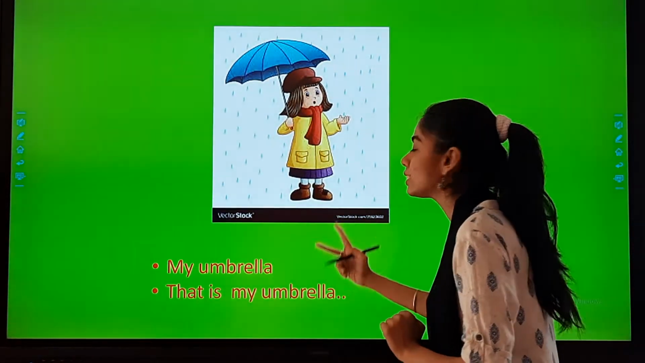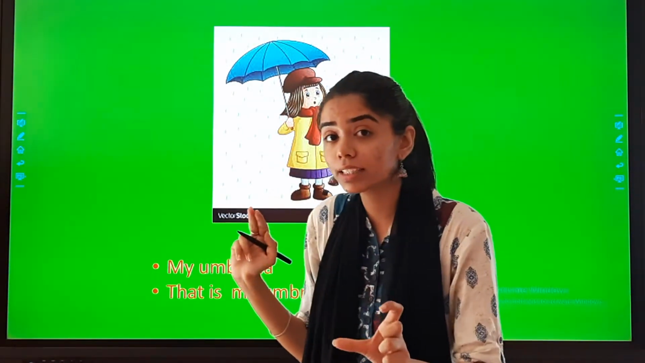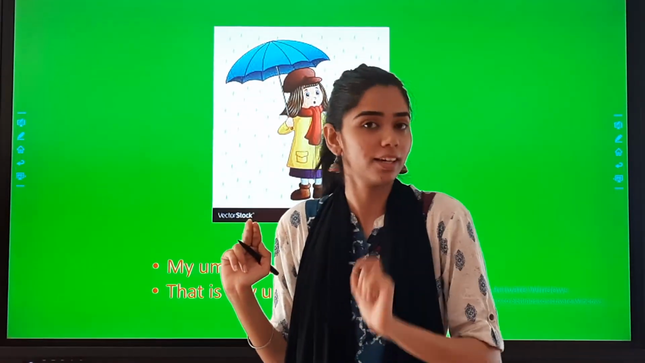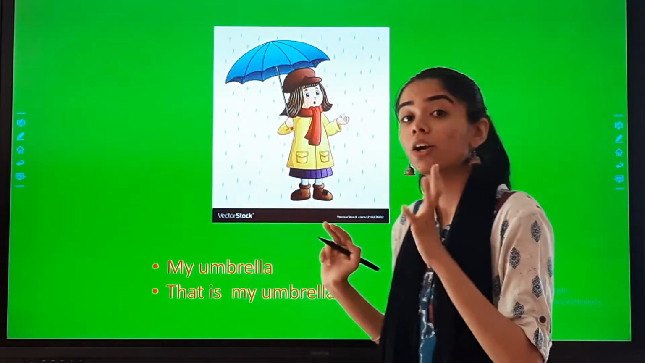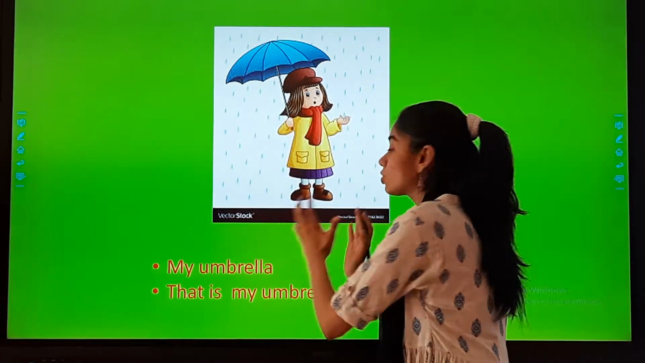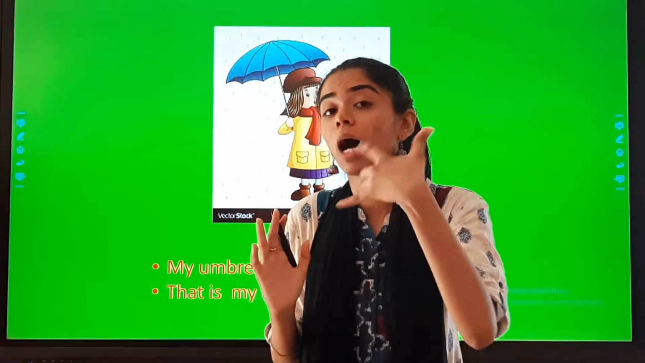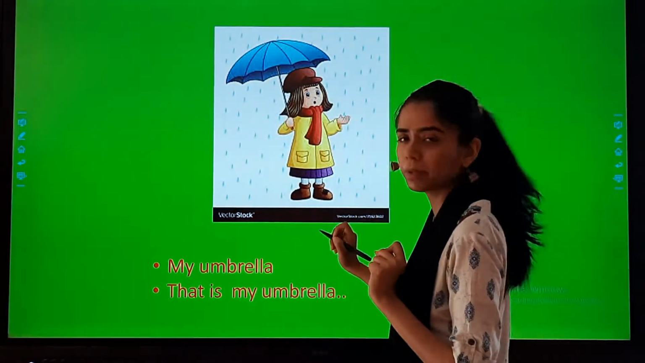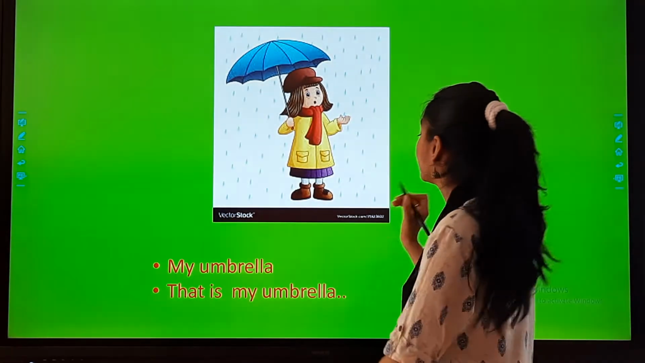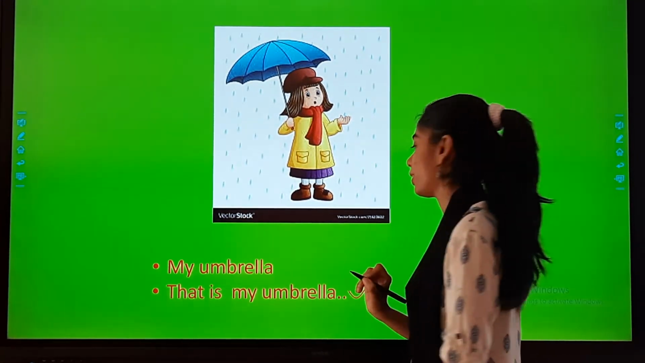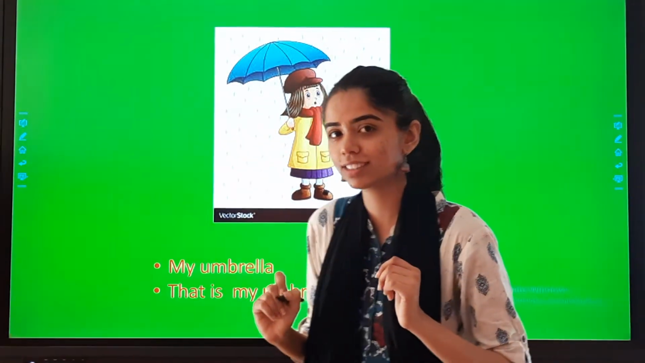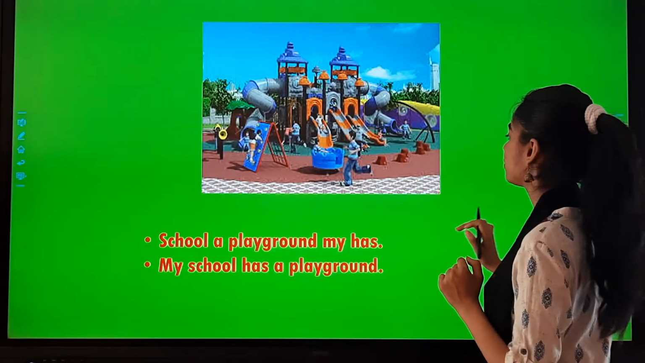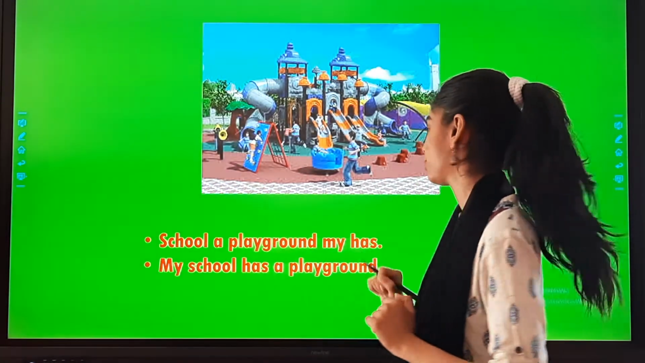इन दोनों sentences में कौन सा sentence आपको complete लग रहा है? Okay? कौन से words को together when you keep आपको लग रहा है कि it is making some sense? My umbrella? No, right? That is my umbrella. This makes sense? In the same way, one more example.